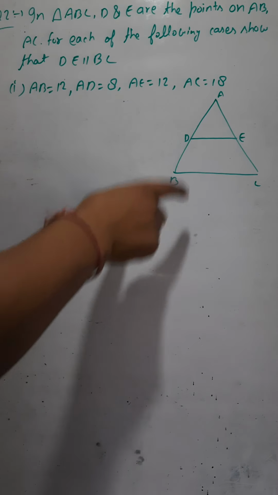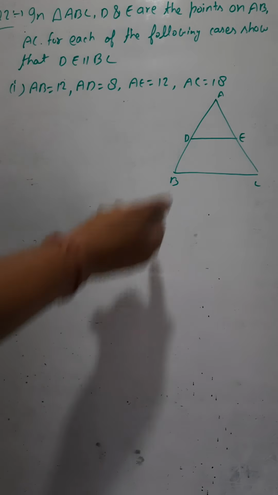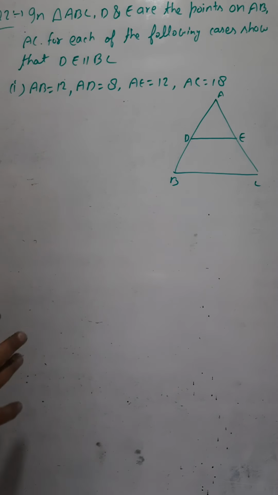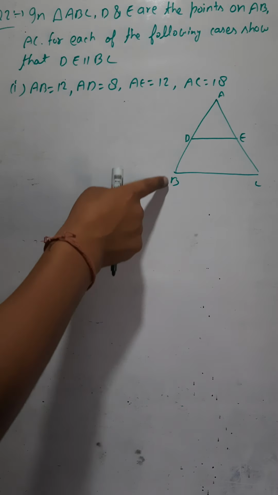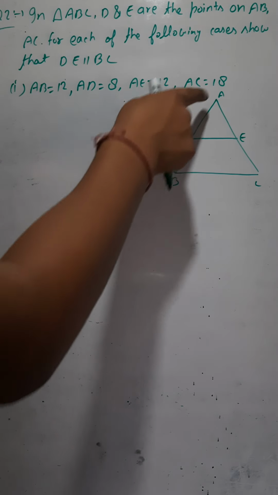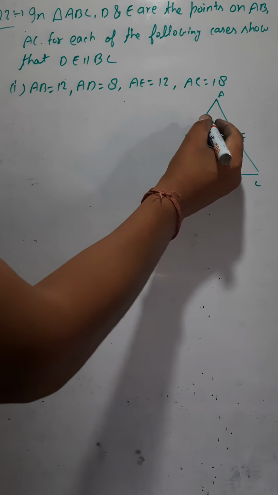If you can show the ratios are the same, meaning AD by BD equals AE by EC, then it's proved. Yes, you can say DE is parallel to BC. This is the converse of BPT. Yes or not? So just try to solve it. AB has been given as 12. AB means this complete length is 12, and AD is 8.